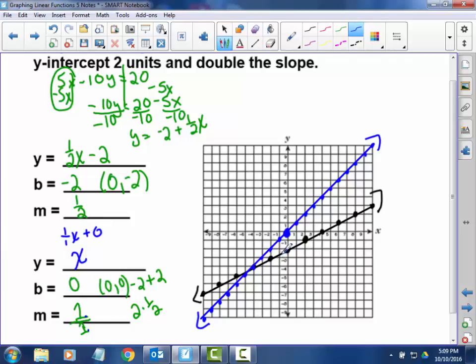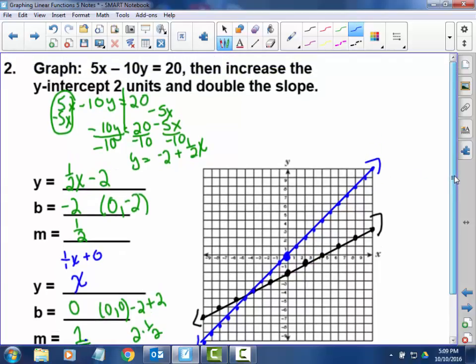So there are two lines. We have now graphed the original line, which was 5x minus 10y equals 20, and then our new line, which is the linear parent function.